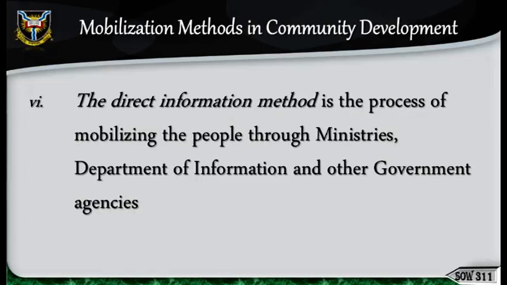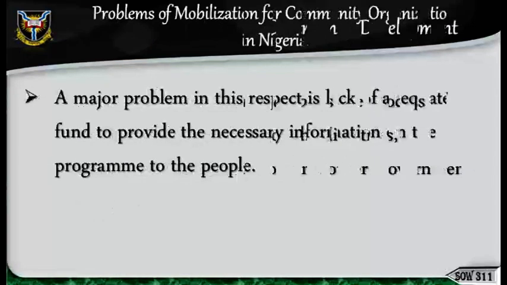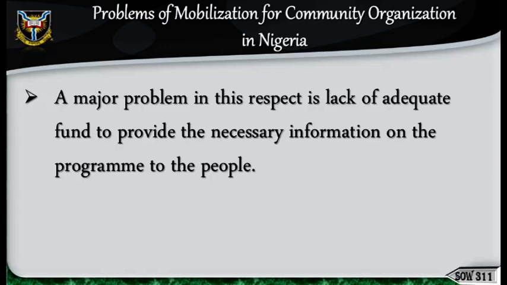6. The direct information method is the process of mobilizing the people through ministries, departments of information, and other government agencies. However, the direct information method has little impact on a program due to the attitude of people towards programs from the government. Problems of mobilization for community organization in Nigeria.